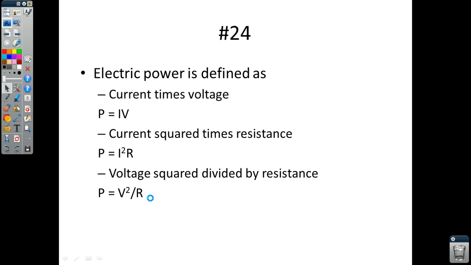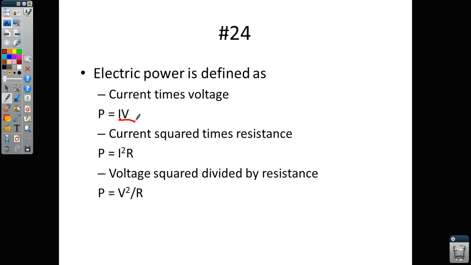For number 24, electric power can be defined in three ways. It can either be current times voltage. So you'll see here power is current times voltage. It can be current squared times resistance, or it can be voltage squared divided by resistance. The reason we can do that is we know that V is equal to I times R.